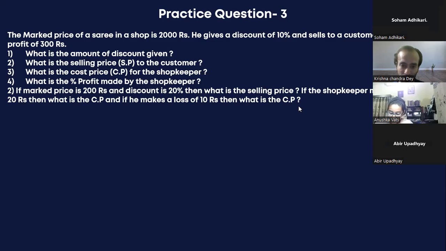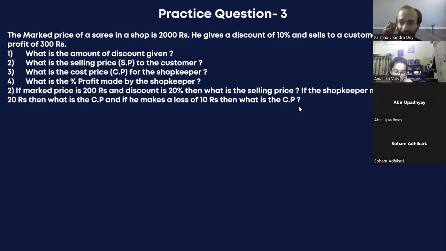Sir, what is the formula for finding CP? CP depends upon from which stage you are trying to find. Generally, if you are finding from selling price, then selling price minus profit is CP, depending on how you are finding it. Okay, sir.